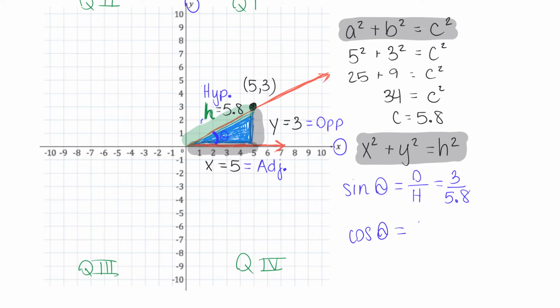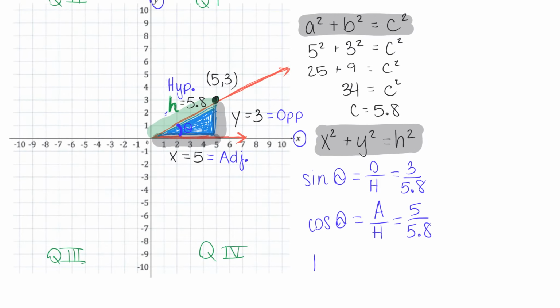I would say, well, cosine is adjacent over hypotenuse. So adjacent here is 5 over hypotenuse is 5.8. And then what if I needed to find the tangent, the ratio of the tangent? Tangent's opposite over adjacent. So opposite, remember, was 3, and adjacent was 5, so 3/5. So these are all ratios.